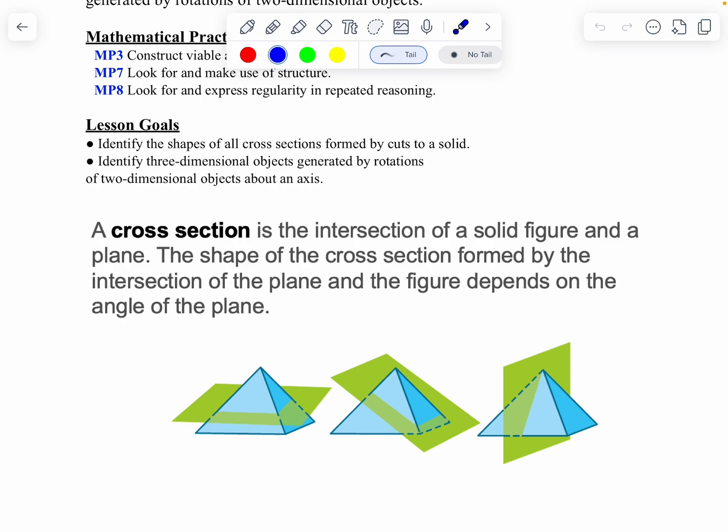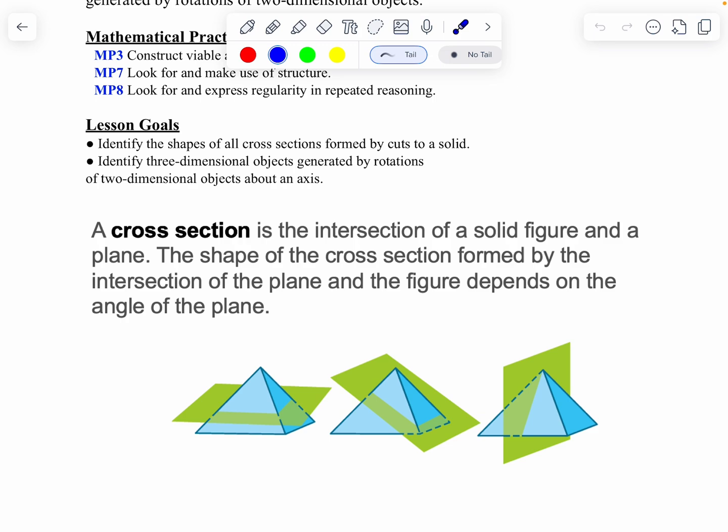Now, a cross-section is where I take a plane and I slice through my solid, and then imagine if this solid was made of sand or clay. You slice through it with a knife, you open it up, and you look at what kind of 2-dimensional shape I see. You can see on this first one, where it crosses, I'm going to get a rectangle, aren't I? Because it's parallel to the base.